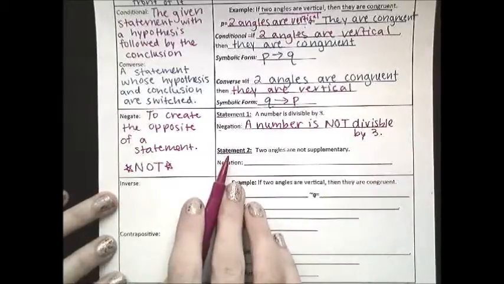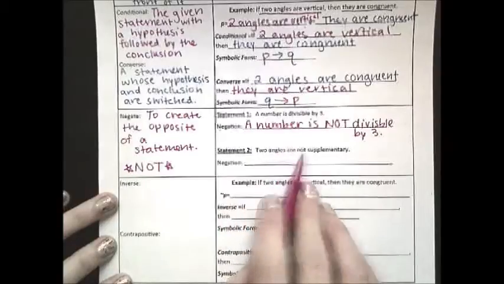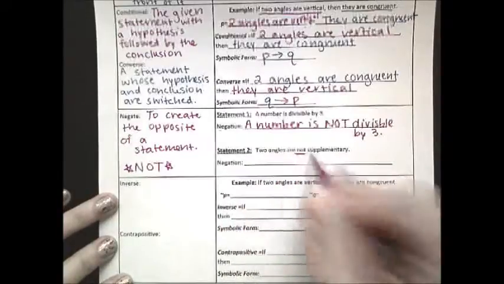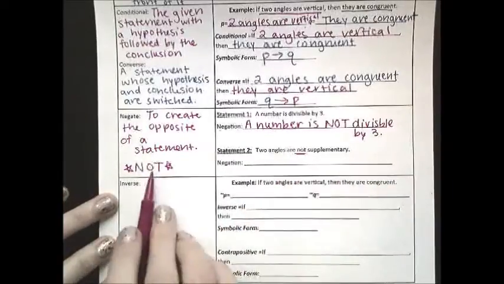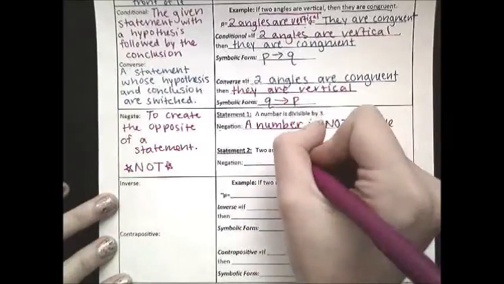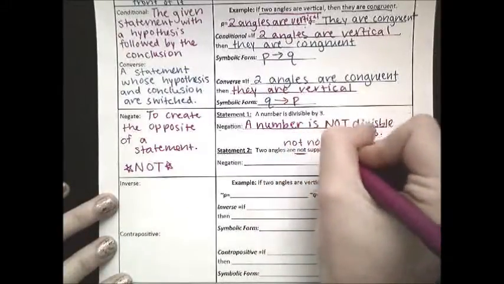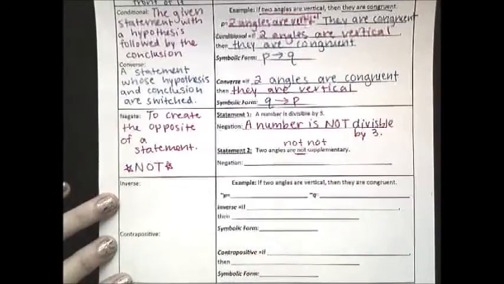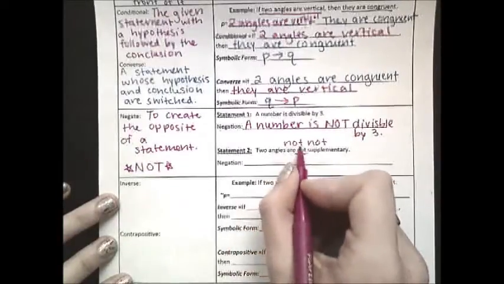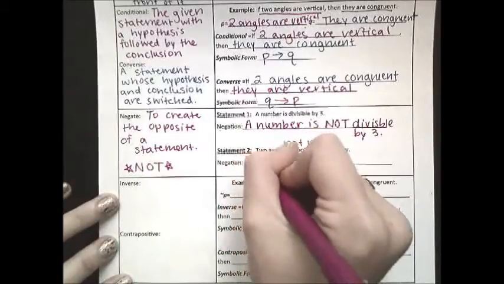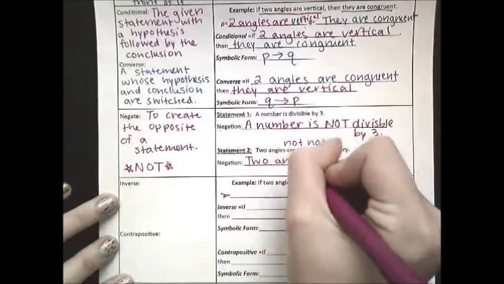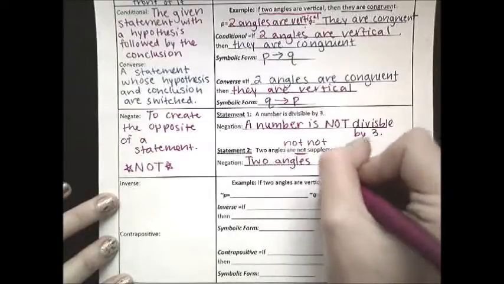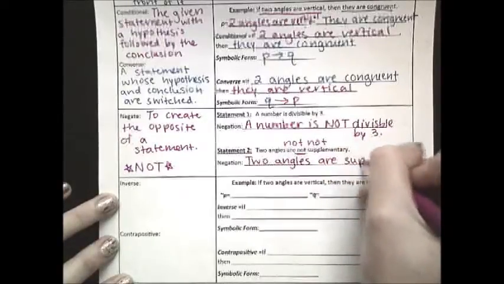Statement number 2, two angles are not supplementary. Well, this already has the word not, so if I need to put the opposite in, I could write not. So two angles are not supplementary. That sounds a little silly. So if there's already a not in a statement, you just remove the not, and that makes it the opposite. So two angles are supplementary.